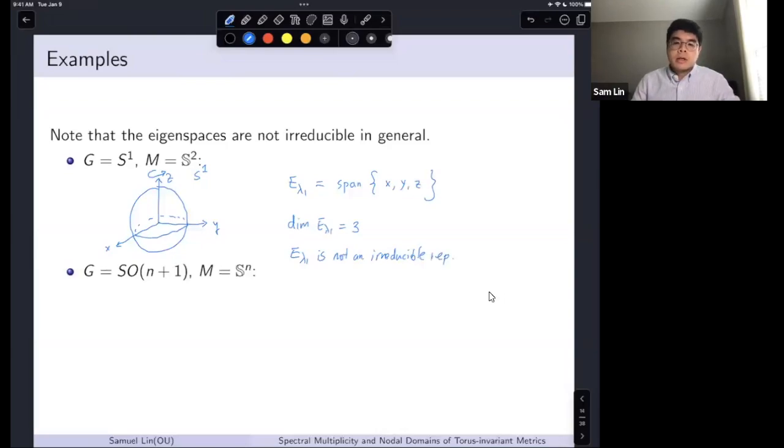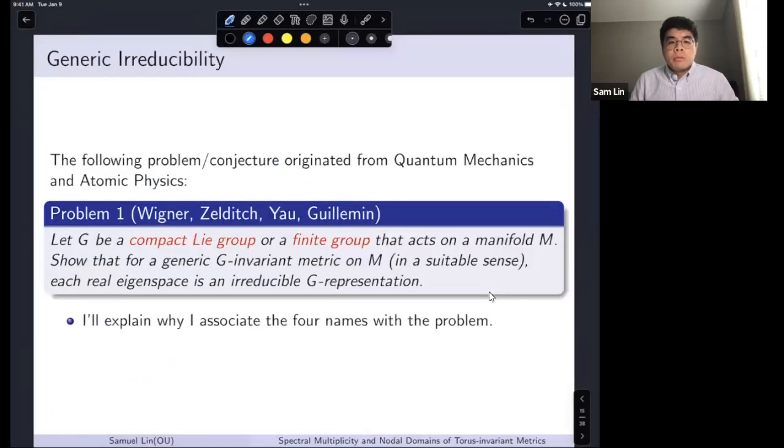Now, let's look at another example. Now we have SO(n+1) acting on S^n instead. So now we have the n-sphere, and the eigenspaces are given by spherical harmonics, or harmonic homogeneous polynomials of the same degree. So it is known that now each eigenspace is an irreducible representation of the group G. So as you can see, whether eigenspaces are irreducible really depends on the group you pick. Now, the following problem or conjecture originated from quantum mechanics and atomic physics.